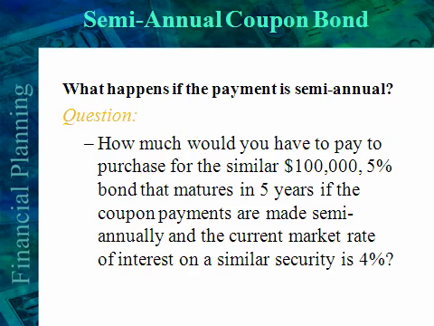What happens if the payment is semi-annual? Let's answer this question by working through the same problem and only changing the coupon payment from annual to semi-annual. Question: how much would you have to pay to purchase a similar $100,000 5% bond that matures in 5 years if the coupon payments are made semi-annually and the current market rate of interest on a similar security is 4%?